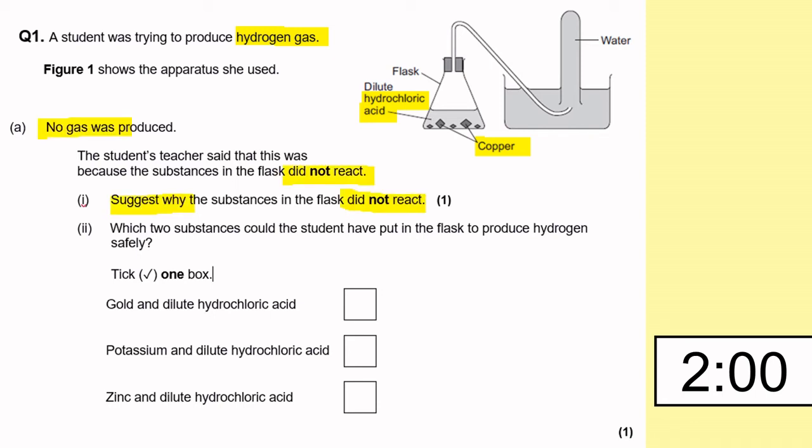And then they'd like to ask you which two substances the student could have placed in the flask to produce hydrogen safely. And they want you to choose one of those options.